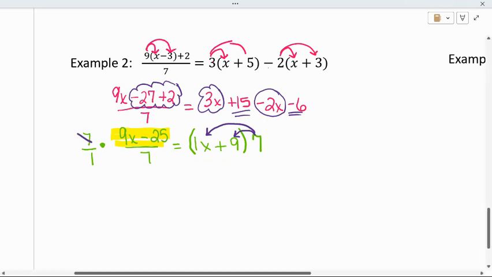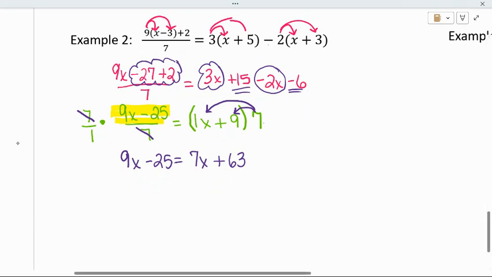So when I multiply by 7 on the left side, whew, all that goes away, and I just have 9x minus 25 equals, when I multiply by 7 on the right side, 7 times x is 7x, and 7 times 9 is 63. What do you want to do next? Anybody? Tim? Plus 25 to both sides. Sure. Let's add 25 to both sides. I think that sounds great. So 9x equals 7x plus 88.